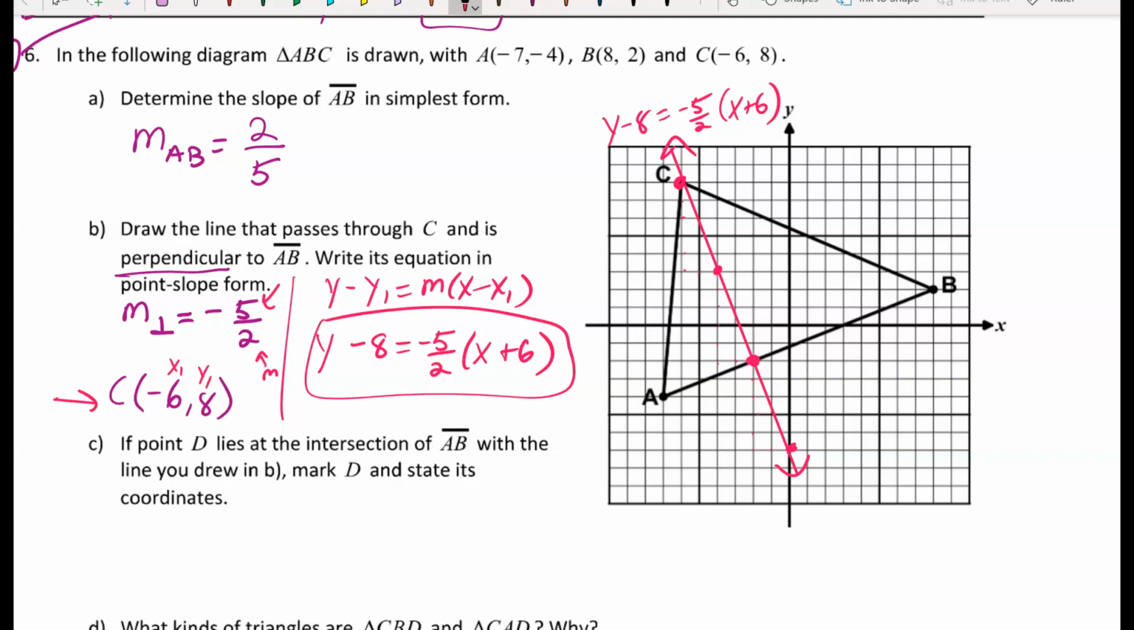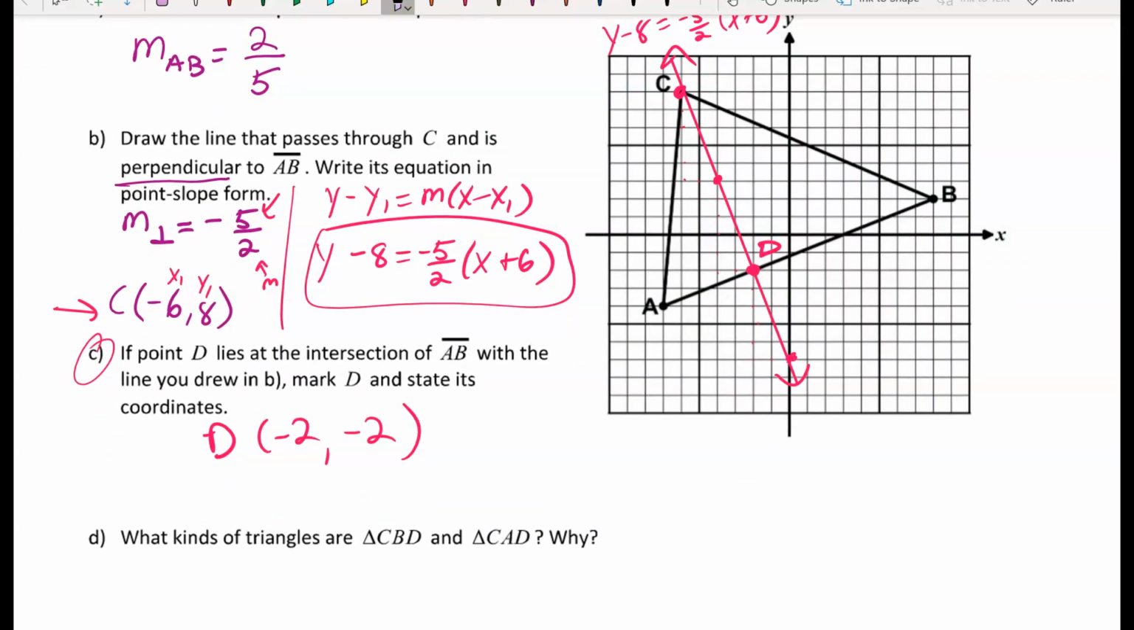Now, this is for part C here: if point D lies at the intersection of AB with the line you drew in B, mark D and state its coordinates. Well, D is right there, and if I'm counting correctly, D is located at (-2, -2).